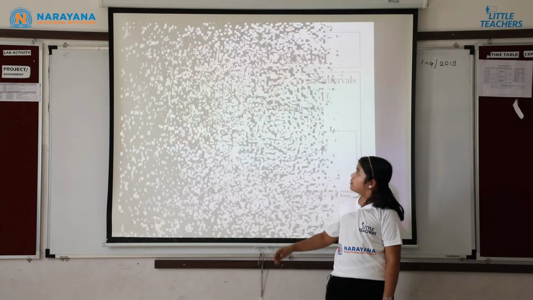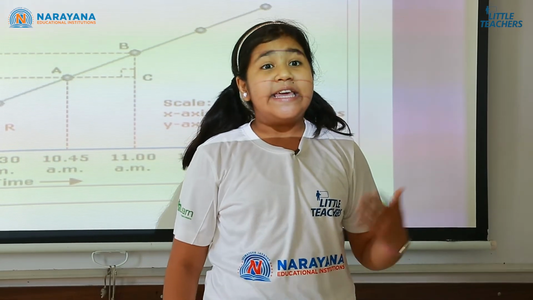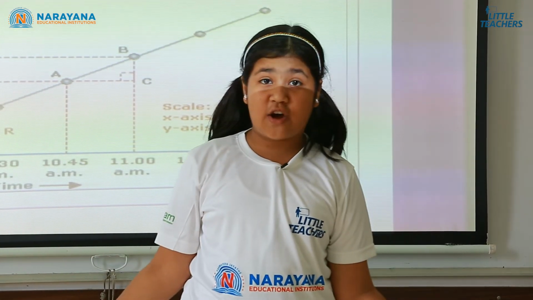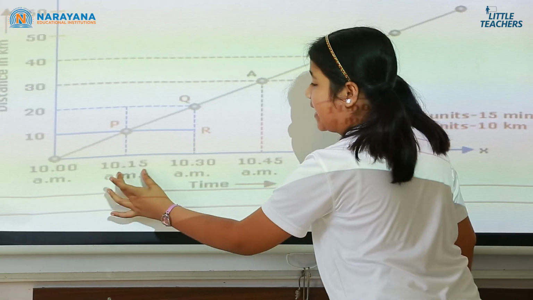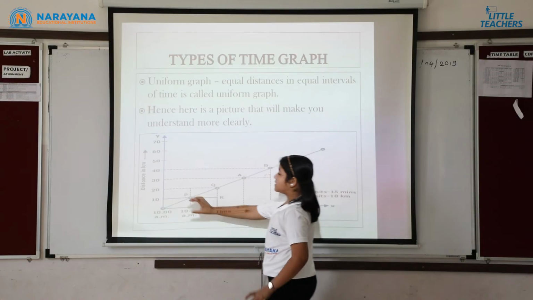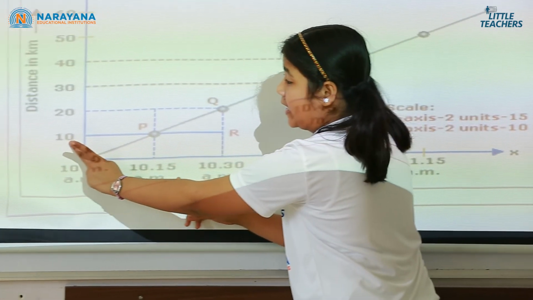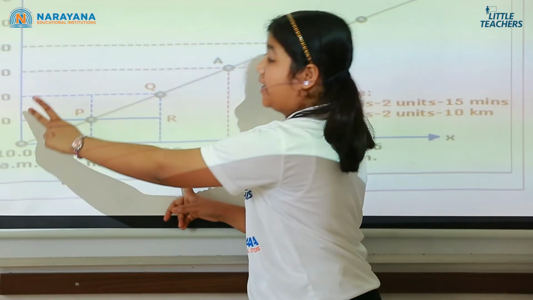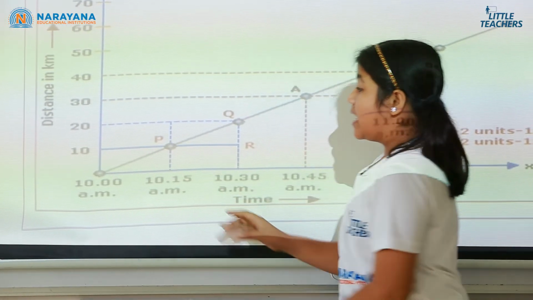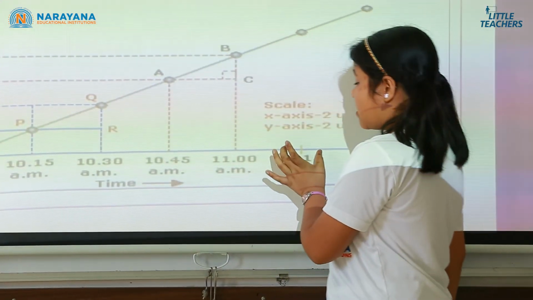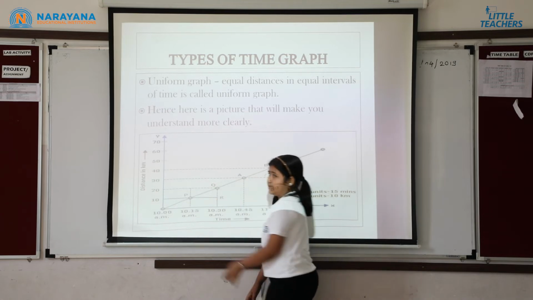Types of time graph. Second, uniform graph, that says equal distances in equal intervals of time. Here is a picture that will make you understand more clearly. The time taken is 15 minutes and the distance taken is 10 kilometers. So, at 10:15 am it is covering 10 kilometers, at 10:30 am it is covering 20 kilometers, at 10:45 am it is covering 30 kilometers and so on. So, it is covering equal distances in equal times.